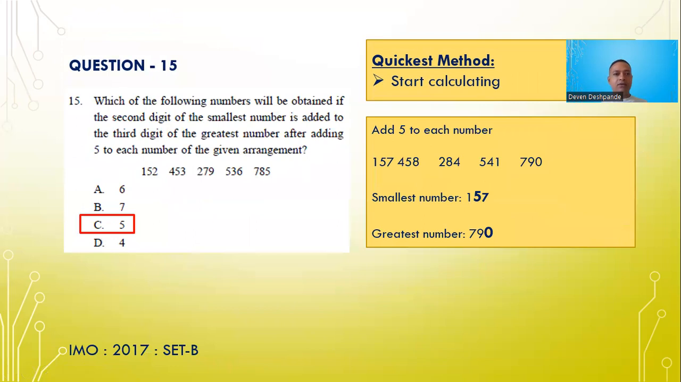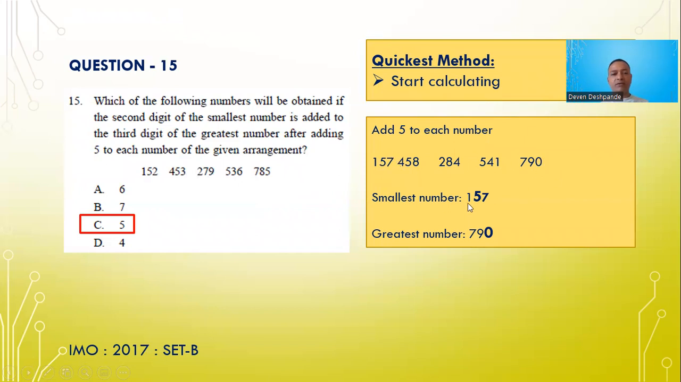Okay, next one. Which of the following numbers will be obtained if the second digit of the smallest number is added to the third digit of the greatest number after adding 5 to each of the numbers in the given arrangement? So you have to add 5 to each of the numbers. 152 plus 5 is 157. 453 plus 5 is 458. 279 plus 5 is 284. 536 plus 5 is 541. And 785 plus 5 is 790.